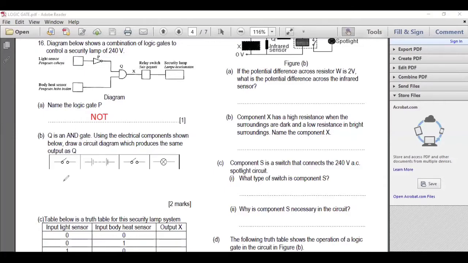They give you all of these already. So first, let's say I draw the battery. For the two switches, make sure they are in series with each other.